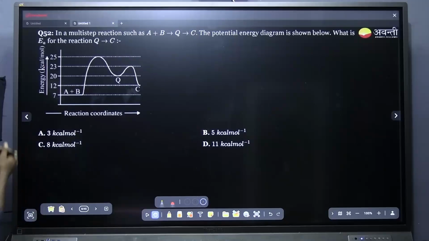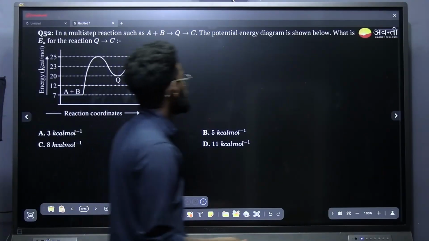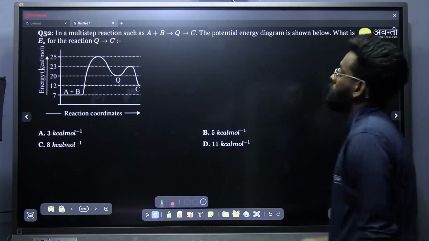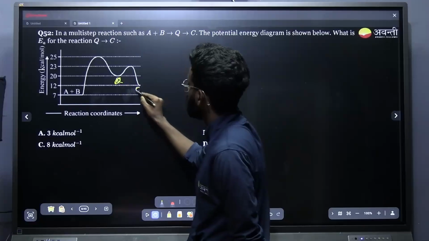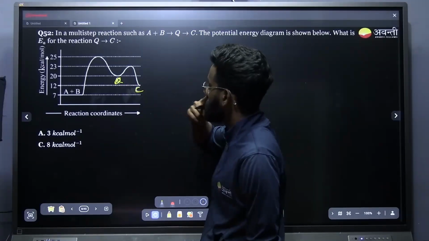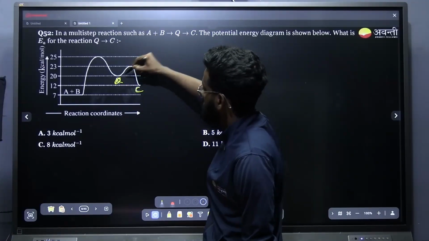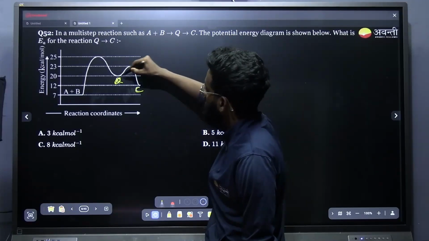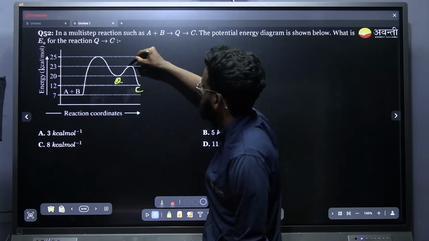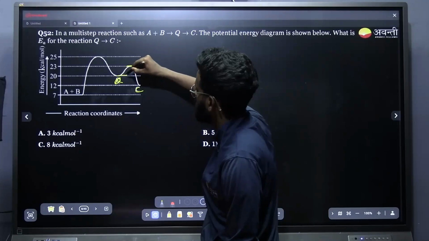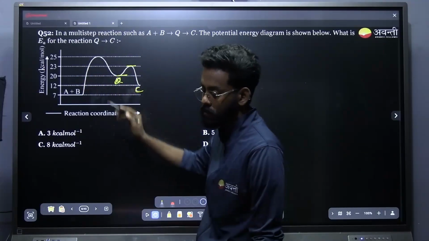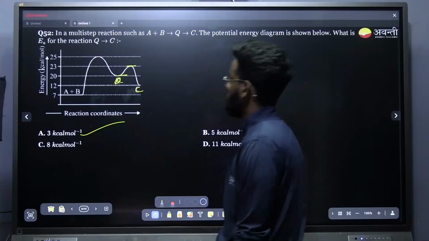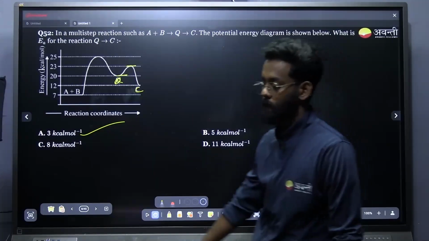What is the answer for this question? It's a very easy question only. In a multi-step reaction, A plus B gives Q gives C, EA for Q to C. That is Q, this is C. What is EA value? EA is the change in energy of the reactant to the transition state. That is activation energy. So what is this value? 20 minus 23. What is this value? Yeah, very good. Answer A only, 3. Lot of easy questions you can see here.